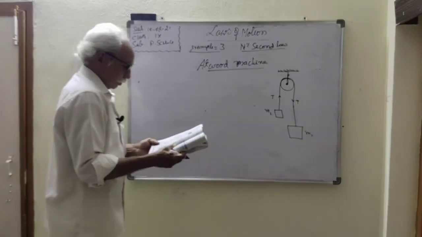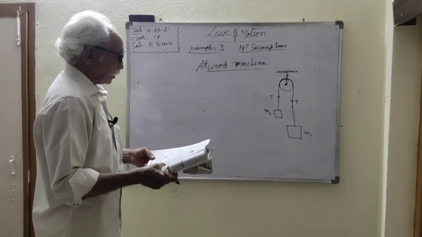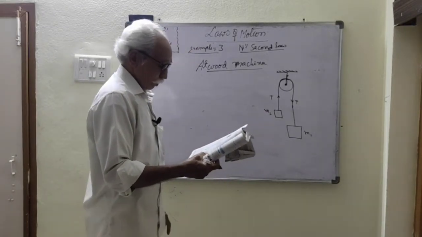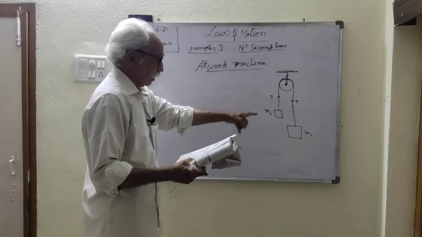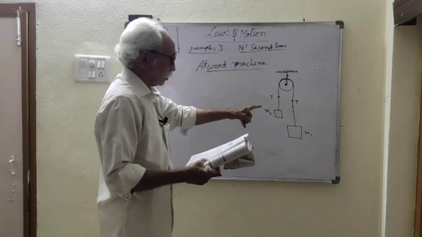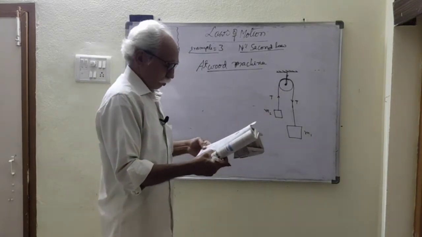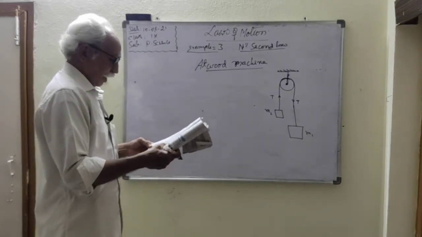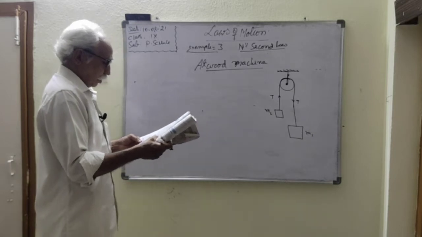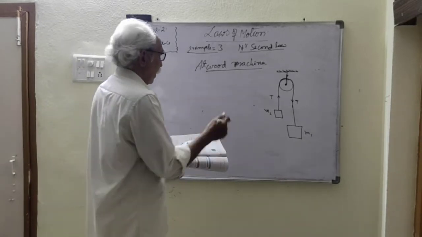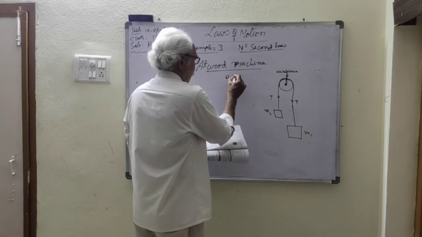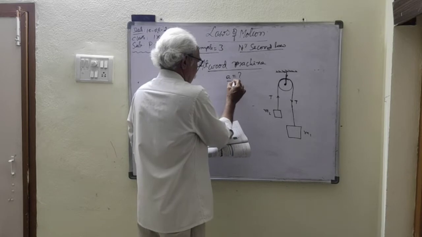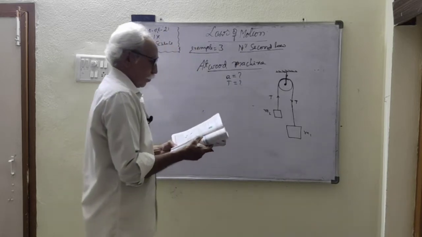Now let us see this one. The Atwood machine consists of two loads of masses M1 and M2 attached to the ends of an inextensible string drawn over a pulley. Find the acceleration of each load and the tension in the string. So we have to find the acceleration and the tension.